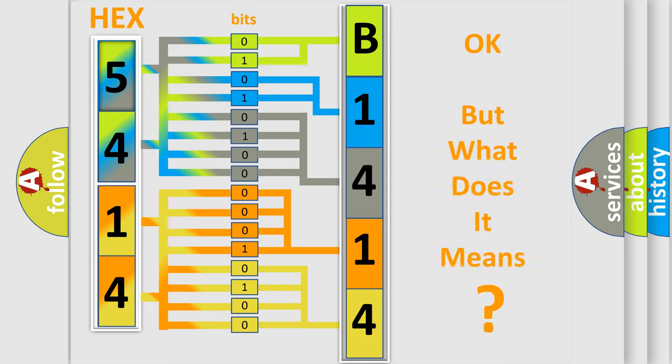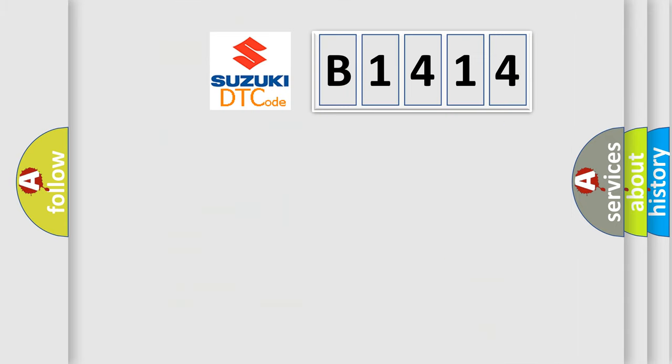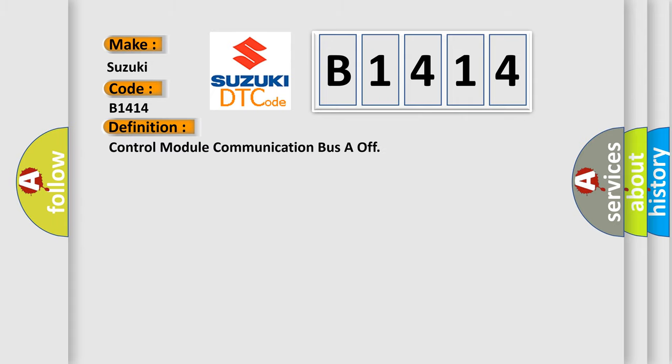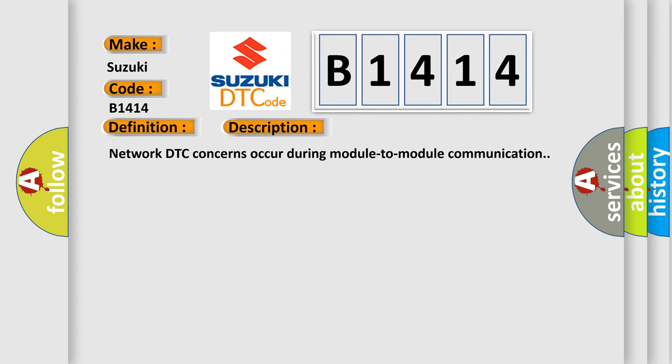The number itself does not make sense to us if we cannot assign information to what it actually expresses. So, what does the Diagnostic Trouble Code B1414 specifically interpret for Suzuki car manufacturers? The basic definition is control module communication bus A off. And now this is a short description of this DTC code. Network DTC concerns occur during module-to-module communication.